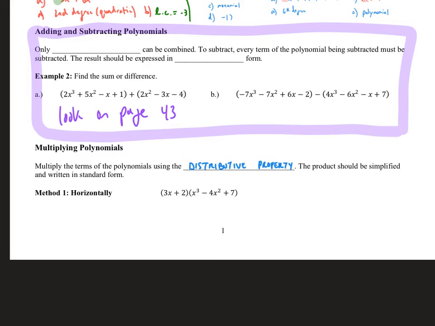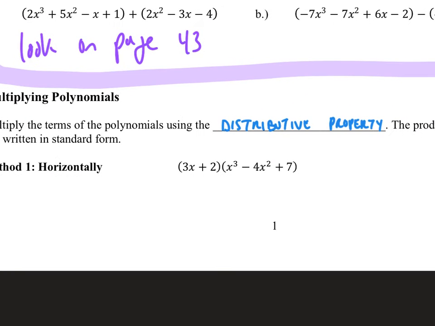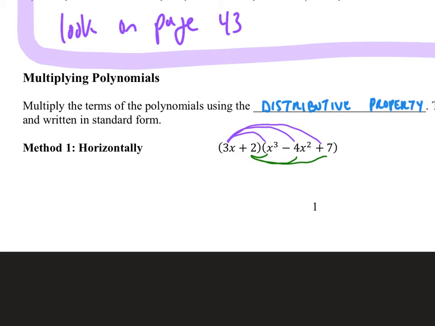And you always want to write the product in its simplest and standard form. So if you're going to think about it horizontally, just using the distributive property, that 3x needs to be distributed here, here, and here, and then the 2 needs to be distributed here, here, and here. So if we distribute the 3x, 3x times x cubed would be 3x to the 4th, and then 3x times negative 4x squared would be negative 12x cubed, and then 3x times 7 would be positive 21x.